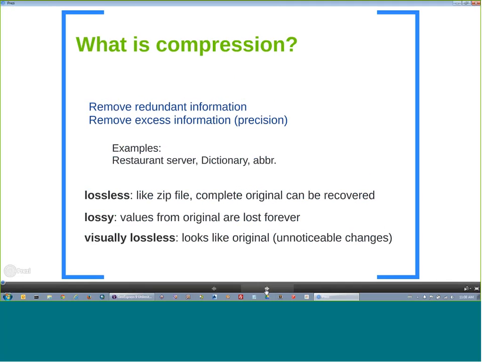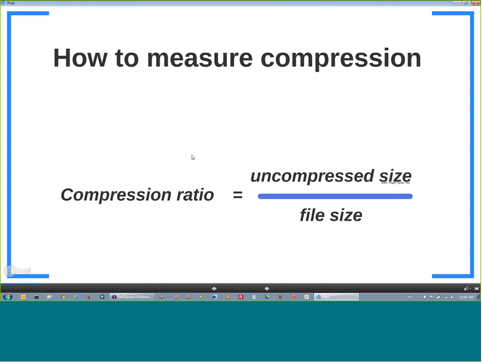So let's dive into how you measure compression real quick here. Basically, a compression ratio, like when people say, oh, this was compressed 20:1, 10:1, 30:1, whatever, that ratio of 20:1 is based on the uncompressed size, or the nominal size, divided by the file size.